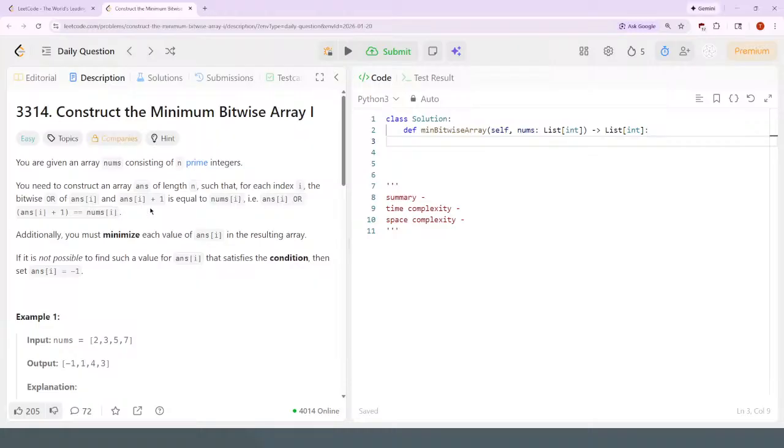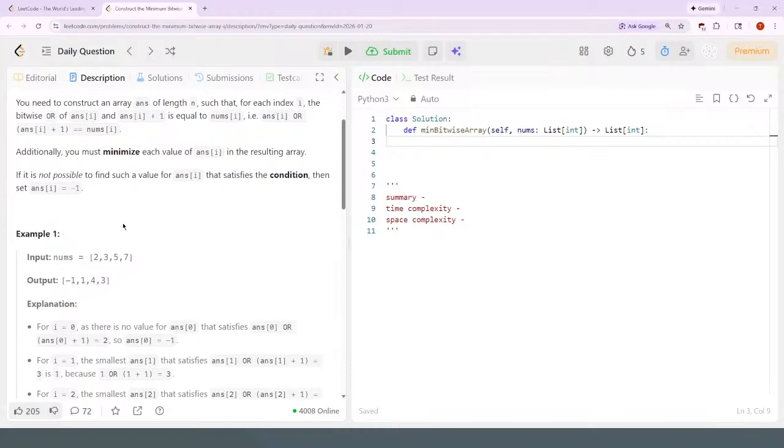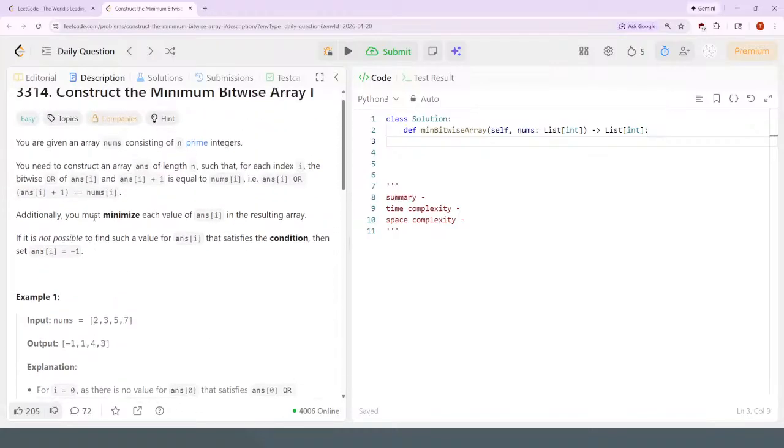Bitwise OR, okay. So if nums[i] is like 10, then answer could be 9 or 10 or something like that. I don't think I actually said that correctly. Additionally, you must minimize each value of answer[i] in the resulting array. If it's not possible to find such a value answer[i] that satisfies our condition, then set answer[i] equal to negative 1. All right, let's go ahead and look at the example here.